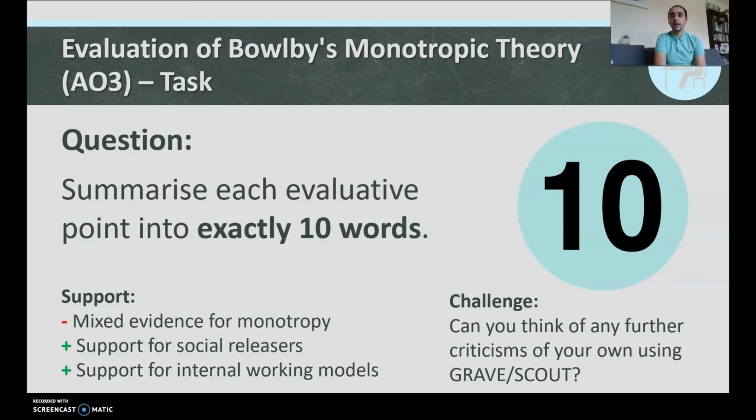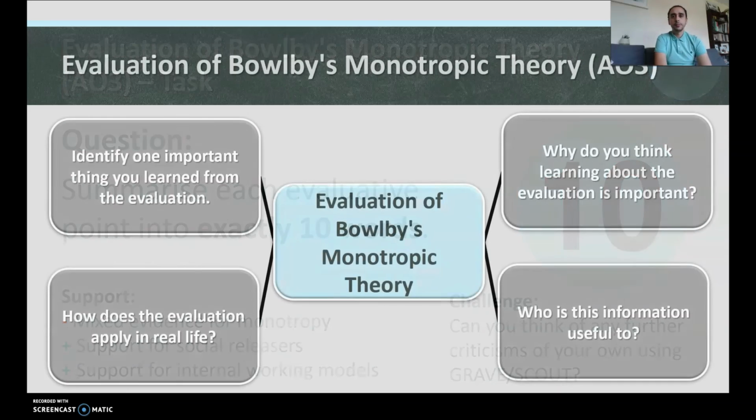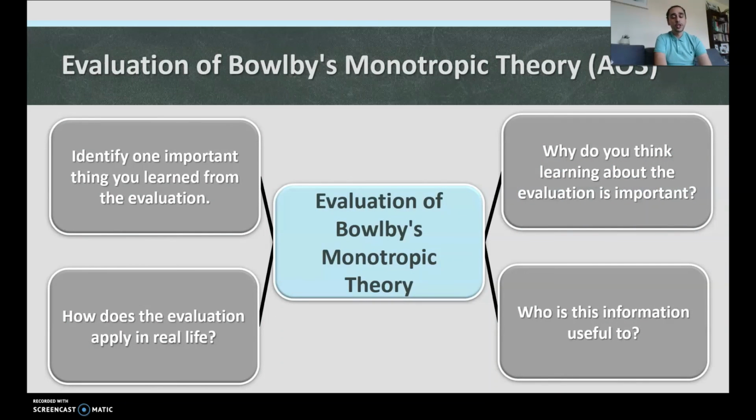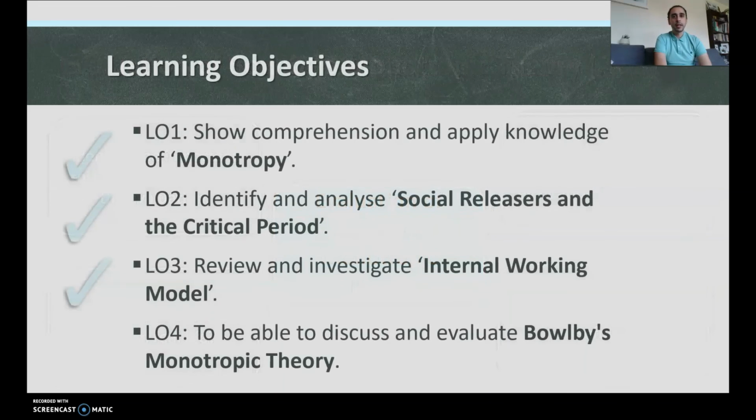SCOUT. S: Any theories? Is there any supporting research to Bowlby's monotropic theory? C: Any conflicting research? O: Are there any other explanations? U: How useful is this theory? T: Is it testable? Okay? And that's the evaluation of Bowlby's monotropic theory.